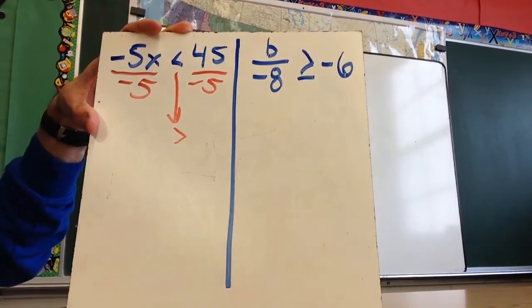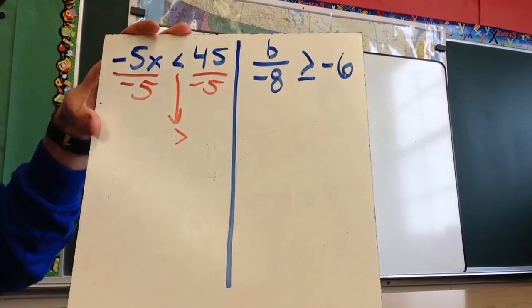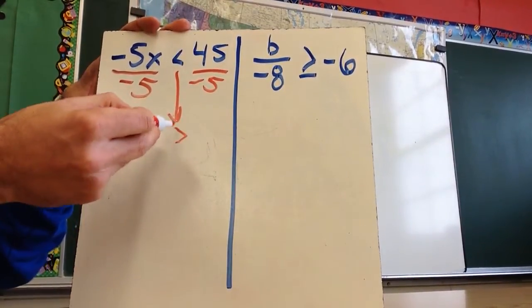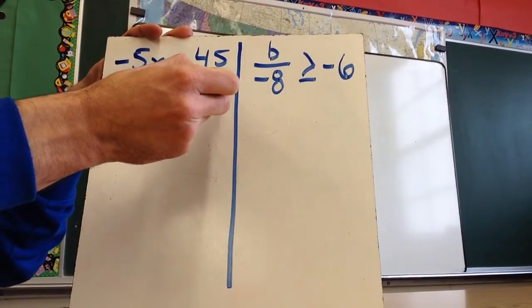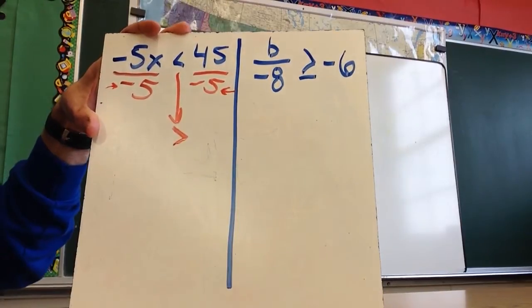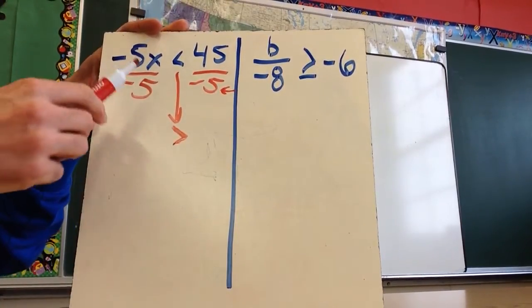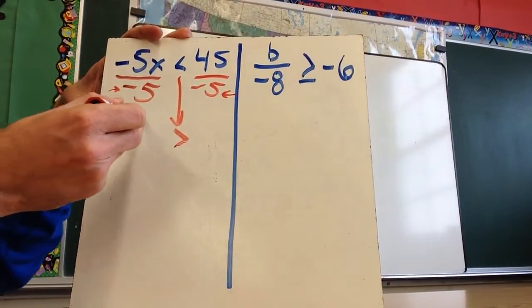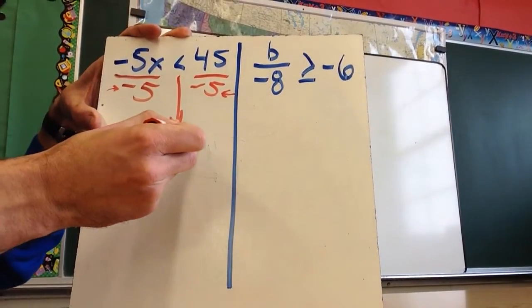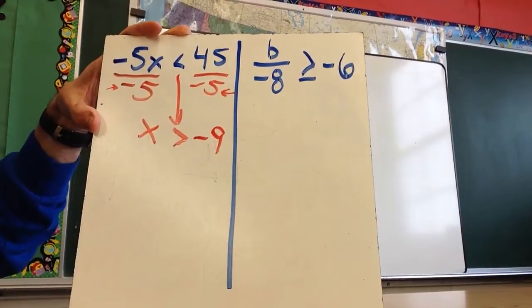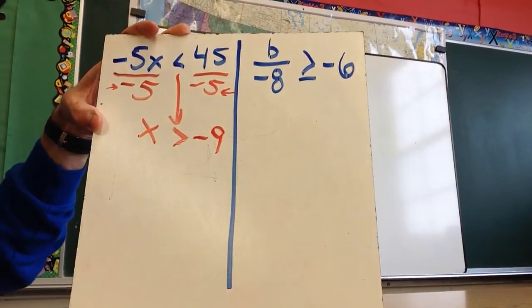And so typically what I try to do is deal with the sign first. Should I flip the sign or should I not? So I move the sign down. I know that the sign flips because this is a negative number. If that number is positive, the sign won't flip. -5 divided by -5 is 1, so this is an x. And then 45 divided by -5 is -9. So I've got x is greater than -9.